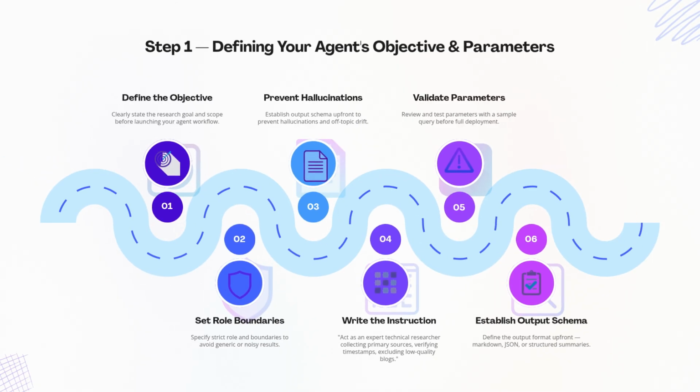Step number 1 is defining your agent objective with strict constraints. When configuring a research agent, vague instructions lead to generic internet noise. You need to give the system a strict role, explicit boundaries, and an output schema. For example, instruct the agent, act as an expert technical researcher. Your goal is to gather primary source data, verify timestamps, and exclude low-quality blog spam. By establishing a rigid prompt framework up front, you prevent the agent from hallucinating.